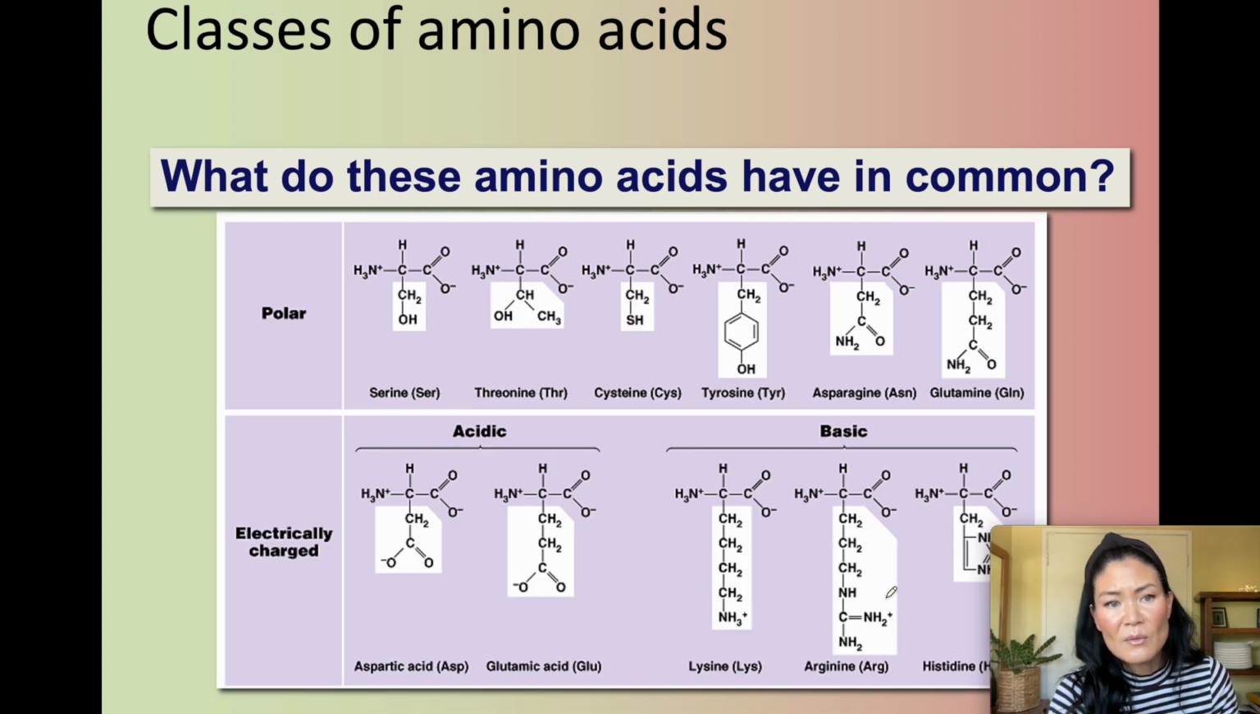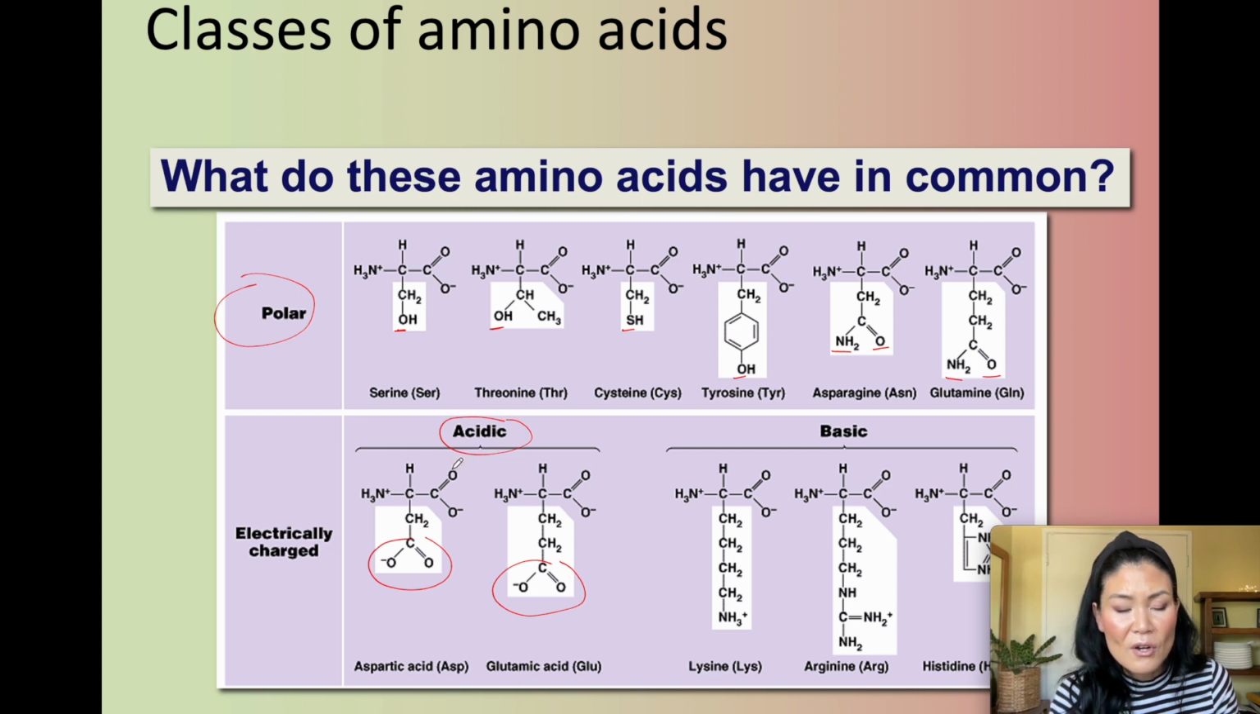And then you have other ones that are polar, right? These guys are polar. What do these have in common, right? They have electronegative atoms in the R groups, giving them a charge, okay? They're going to be polar. And then you have electrically charged. Specifically, the acidic ones are going to have a carboxyl functional group at the end.